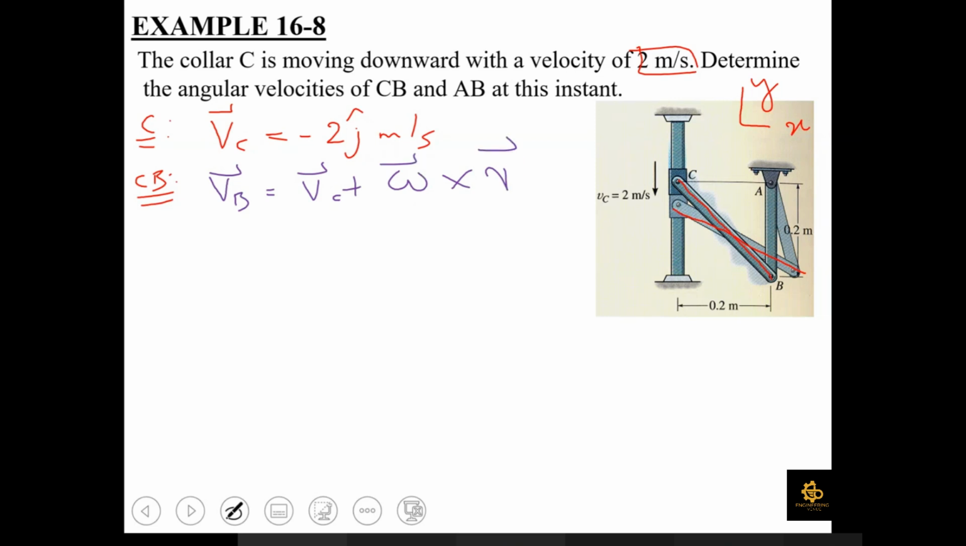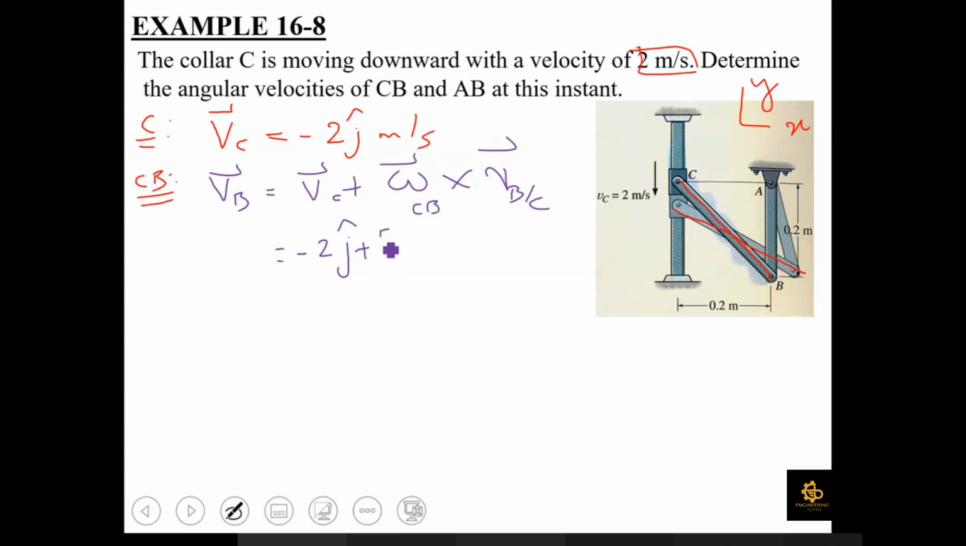So accordingly, the relative velocity equation would become VB equal to VC plus omega cross R. Both of them are vector quantities. Here omega represents the angular velocity of this link CB, whereas R represents the relative position of B with respect to C. So the overall relative velocity equation would become VB equal to VC plus omega CB cross R BC. Okay, now completing these vectors in this equation, since VC is given to us as minus 2j, so VC की जगह मैंने minus 2j put कर लिया.